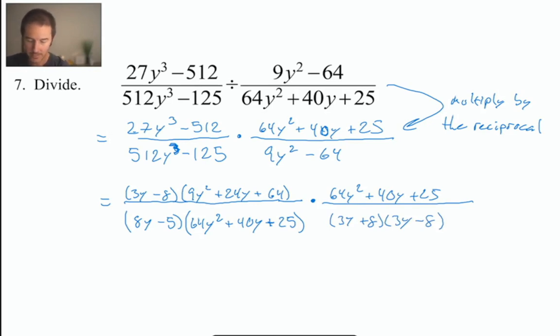Now we have factored everything as much as possible, and so we can start canceling some stuff out. Let's get rid of these big guys first. I see the 64y squared plus 40y plus 25 cancels out with this one from the first denominator. And in the top left corner, I see a 3y minus 8, and in the far bottom right corner, I see a 3y minus 8. Those are gone. And I think that's it.